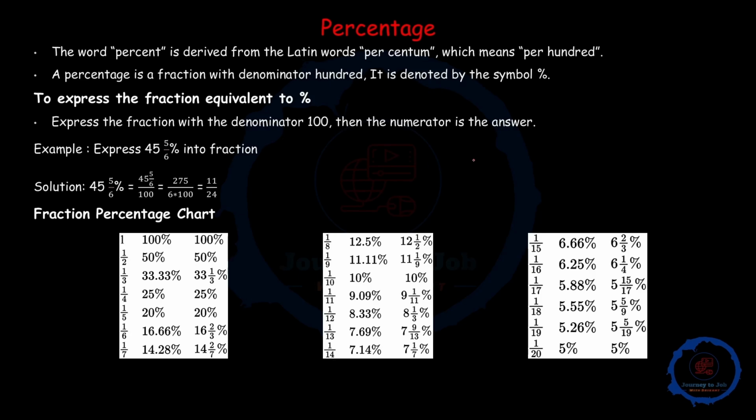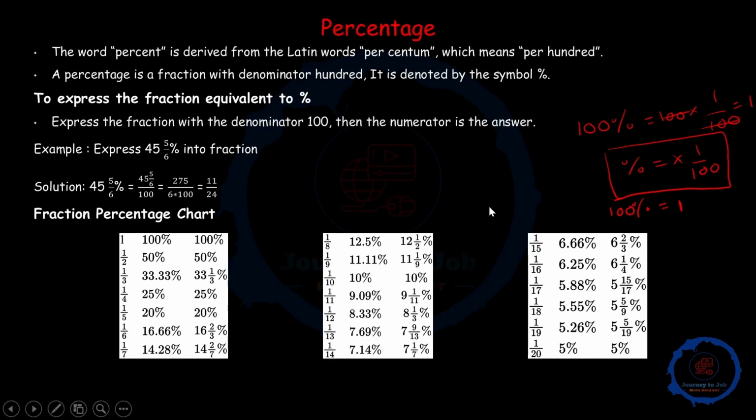Suppose there is a value 1. Express this as a percentage. Suppose there is the value 100%. Express this value as a fraction, means 100 into percentage, which is always equivalent to multiplying with 1 by 100. Percent always equivalent to multiply with 1 by 100. So percentage means here 1 by 100. 100 gets cancelled, equal to 1. So it means 100 percentage is equal to 1.